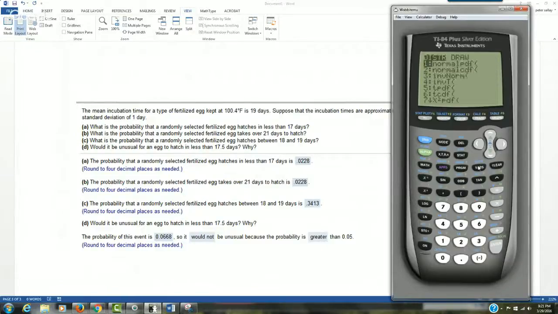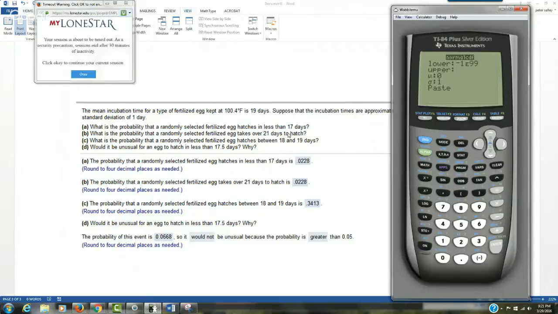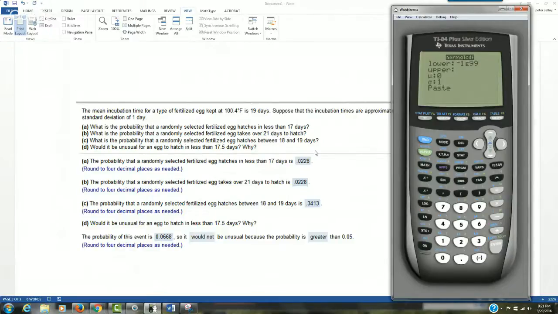So I'm just going to go to norm CDF. If it wants less than 17, the lower bound is going to be negative infinity. The upper bound is 17 in the picture. And then I just need to switch the mean and standard deviation to match this. So they said the mean is 19 and the standard deviation is 1. And so that's where they get that one.